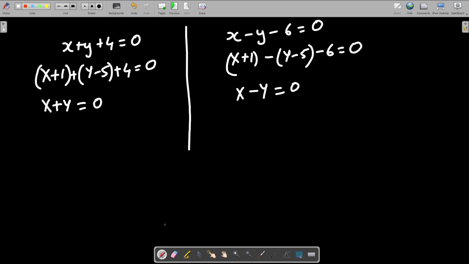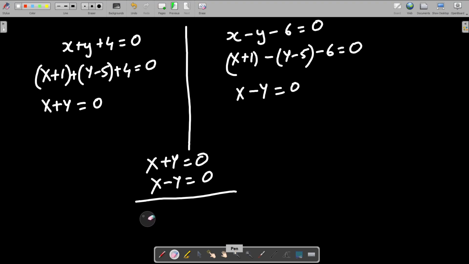So the new system of equations we have is X plus Y is equal to 0, and X minus Y is equal to 0. Okay, so this is a new system of equations. Now we were talking of a differential equation over here. So if you're performing a change of variable here, what was x changed to? Capital X plus 1, just check. Yeah, capital X plus 1, and small y was changed to capital Y minus 5.